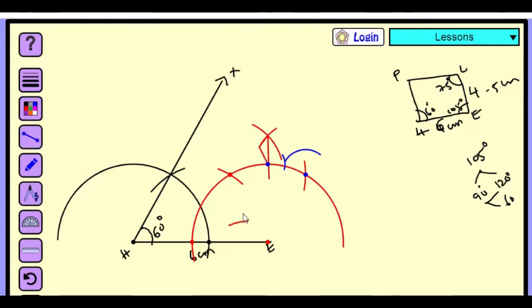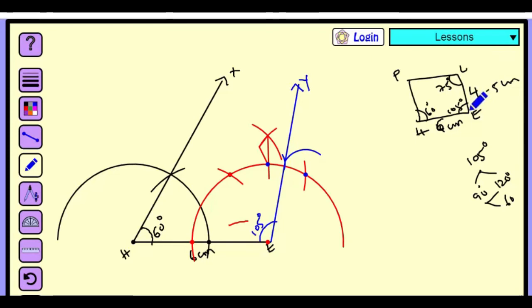Now remove the compass, take a ruler and draw a ray through this 105 degrees point and label it ray EY. Now you should write the angle 105 degrees.